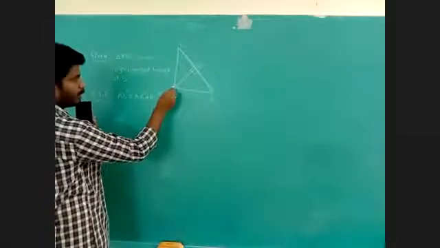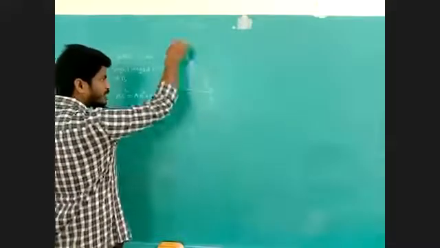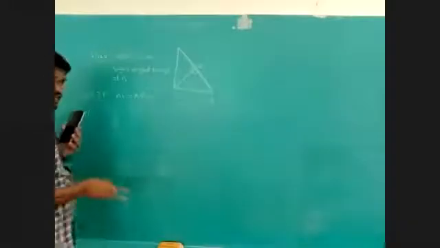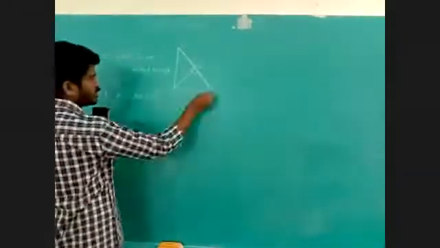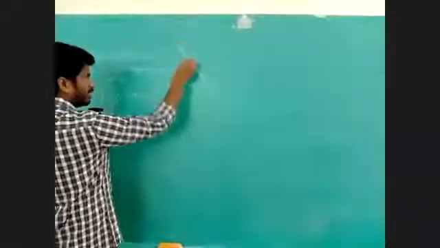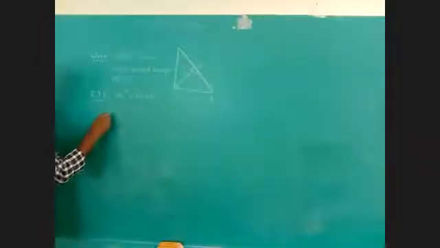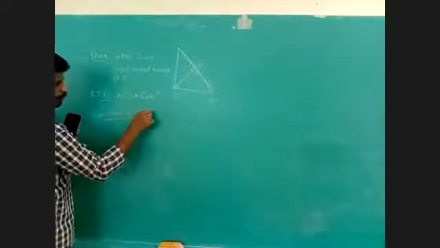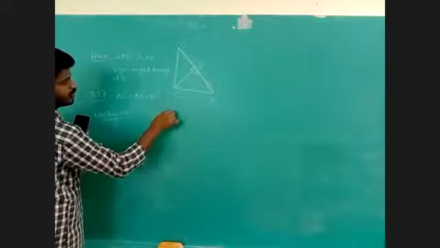Is it correct? Yes, sir. If you draw a perpendicular line from vertex B to D, BD is perpendicular to AC, then this total big right angle triangle ABC is divided into two right angle triangles. That is ADB, the first right angle triangle, and CDB, the second right angle triangle. So here the small construction is BD is perpendicular to AC.